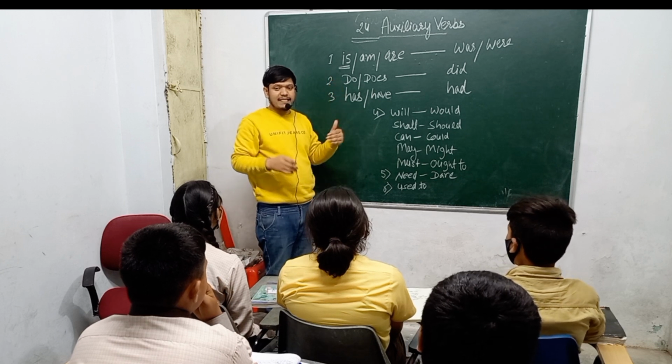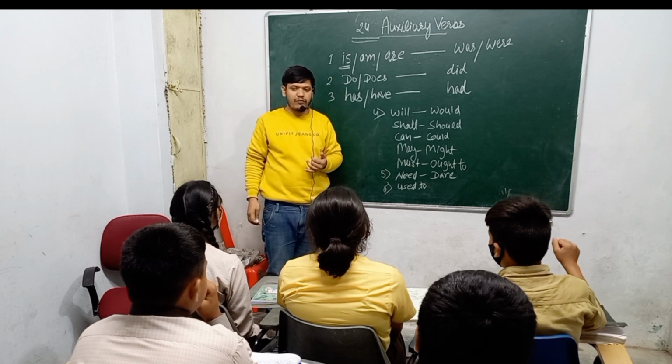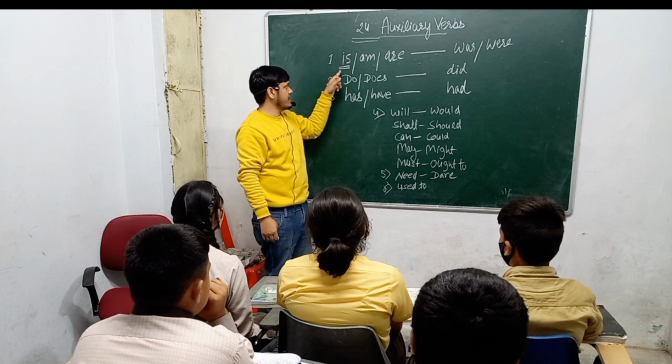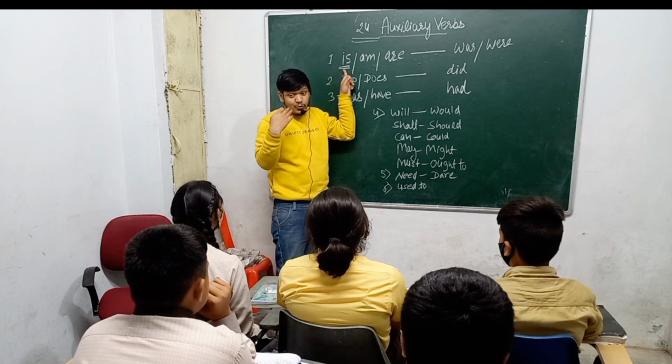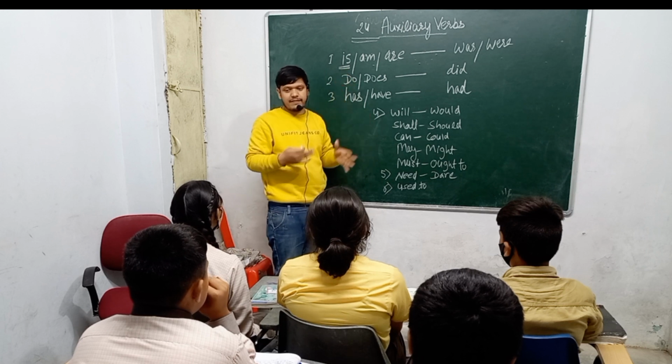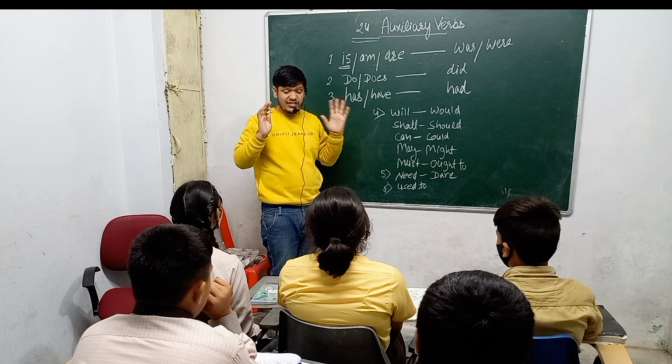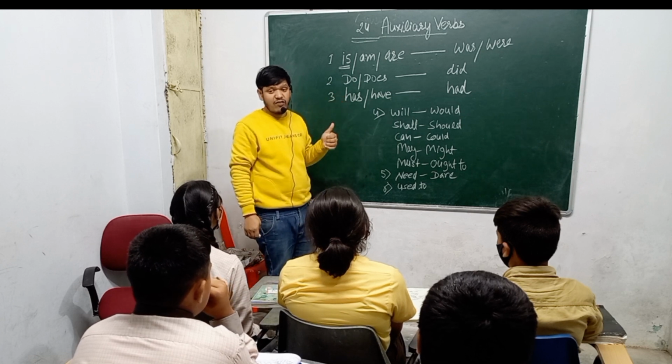Number 2, is used with the ing verb form. For example, he is going to school. She is writing a letter. Next, is used with passive voice. A letter is written by him. He writes a letter, a letter is written by him.